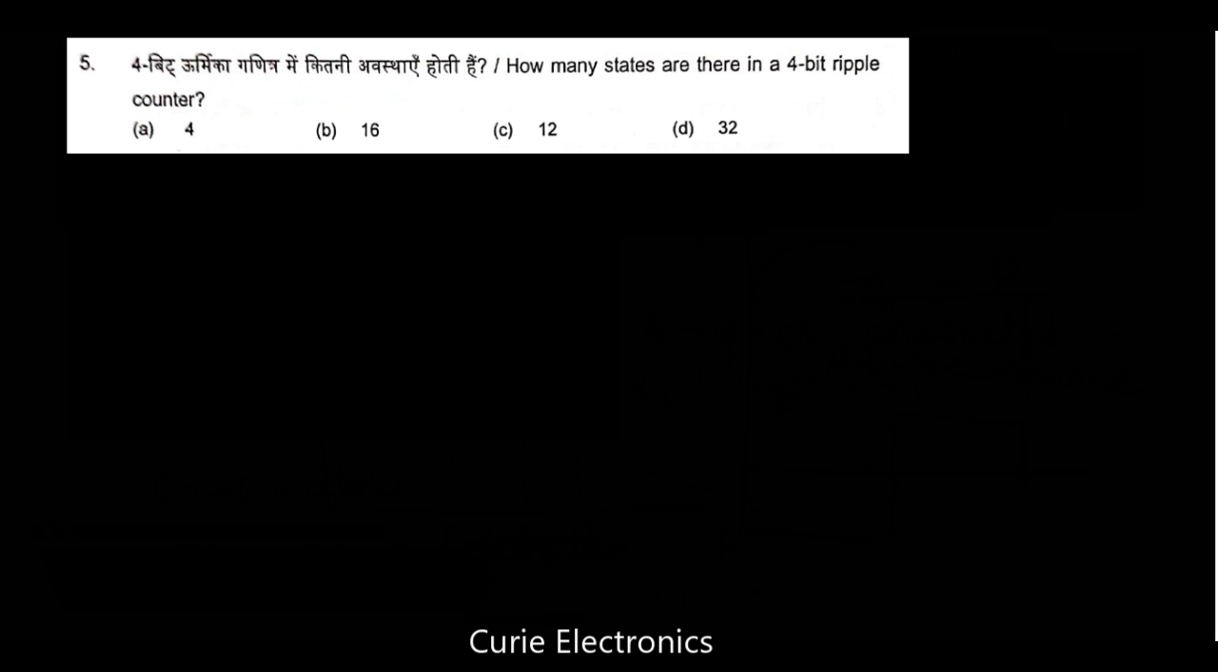Question number 5. How many states are there in a 4-bit ripple counter? So a 4-bit ripple counter starts counting from 0, 0, 0, 0, then 0, 0, 0, 1, 2, up to what? Up to 1, 1, 1, 1. So it is counting from 0 to 15. So actually, how many states are there? Total 16 states are there. 16 states it is changing over. That answer is 16.